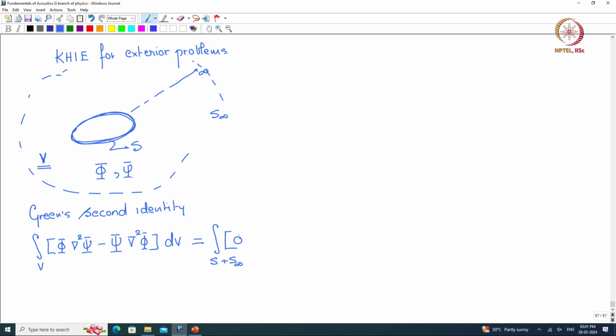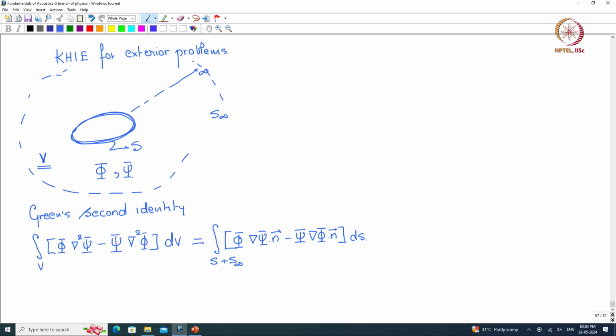of phi del psi dot n minus psi del phi dot n over the surfaces.